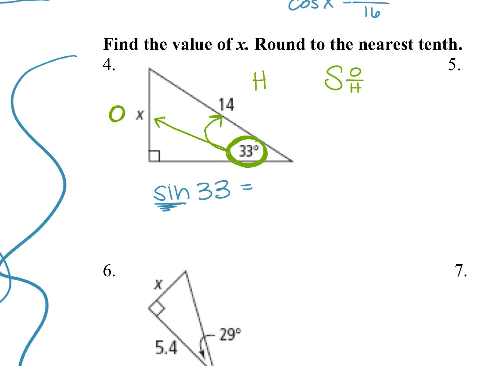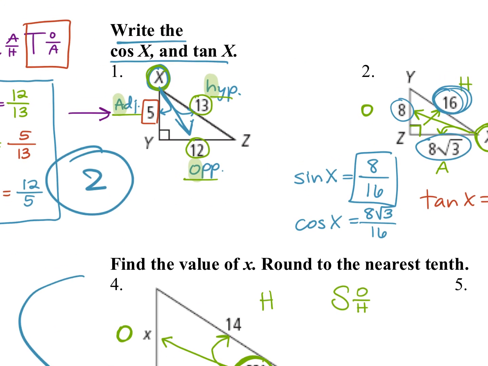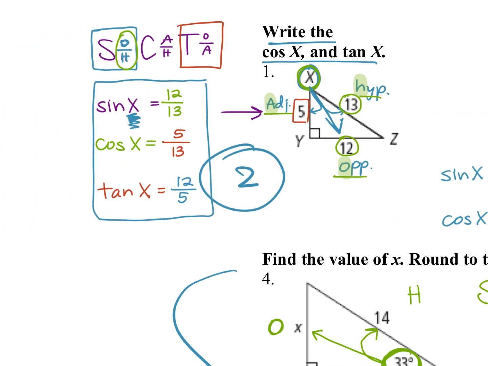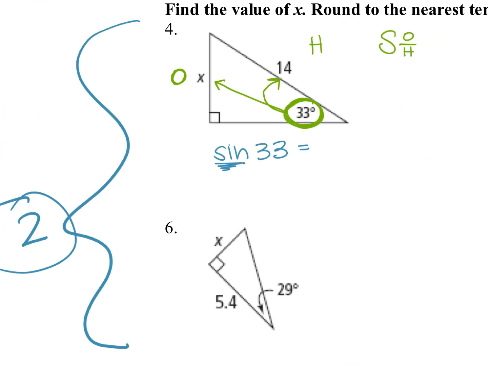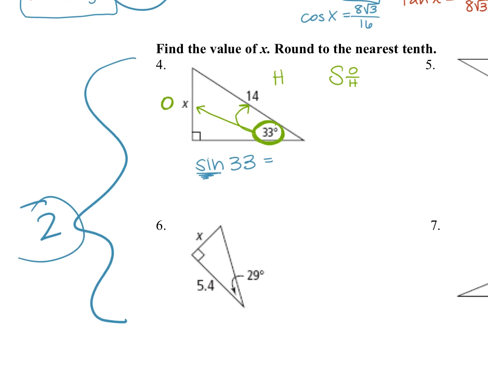Just like in these ones, it was the sine of x. But don't you put 33 in front? No. The angle will always come after the trig, after sine, cosine, or tangent. When we solve, it will come in the back, or you'll have something out in front. But that's a different number.